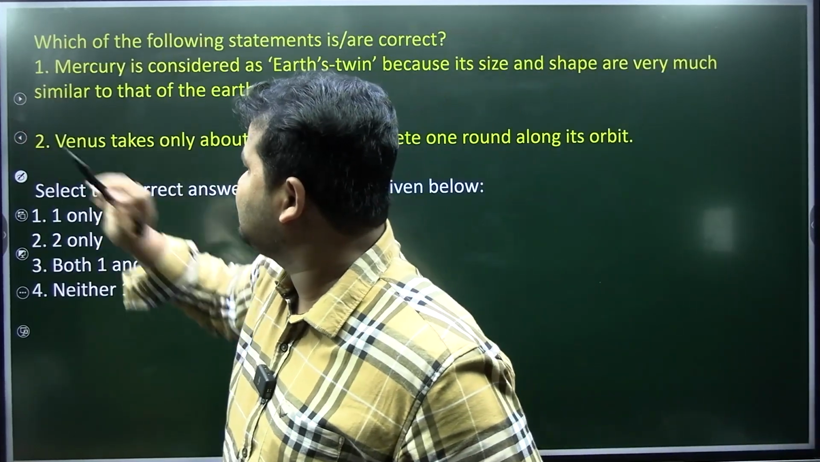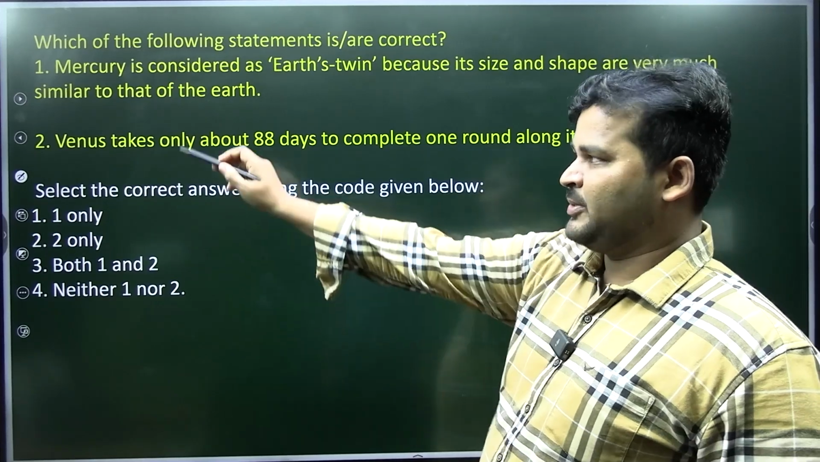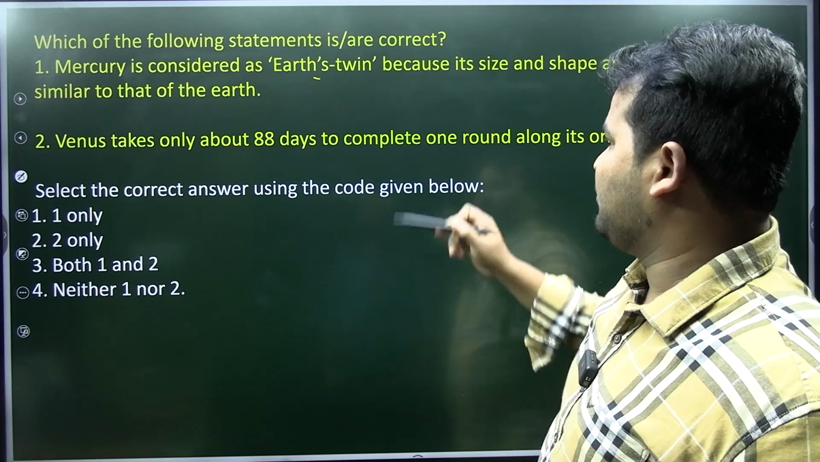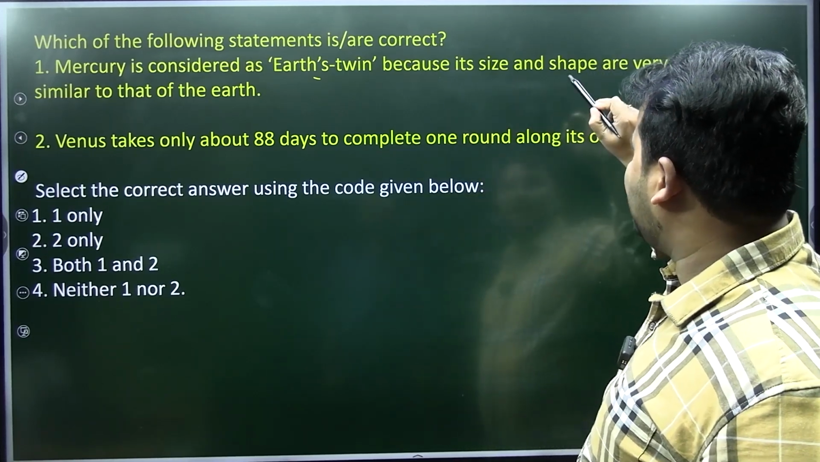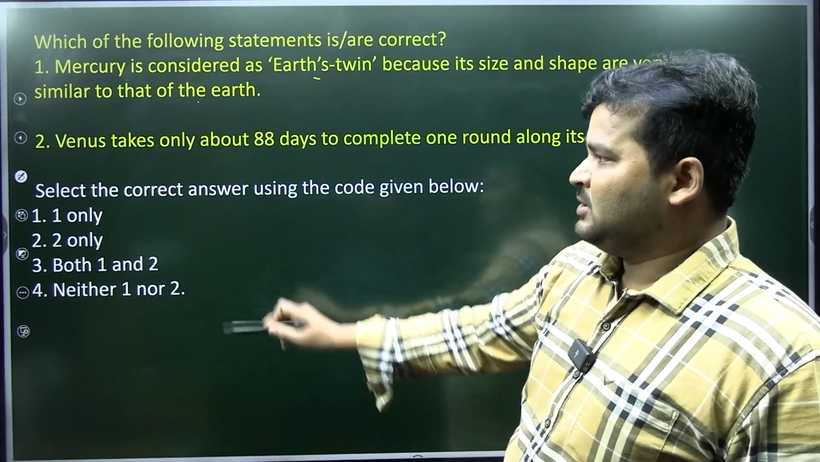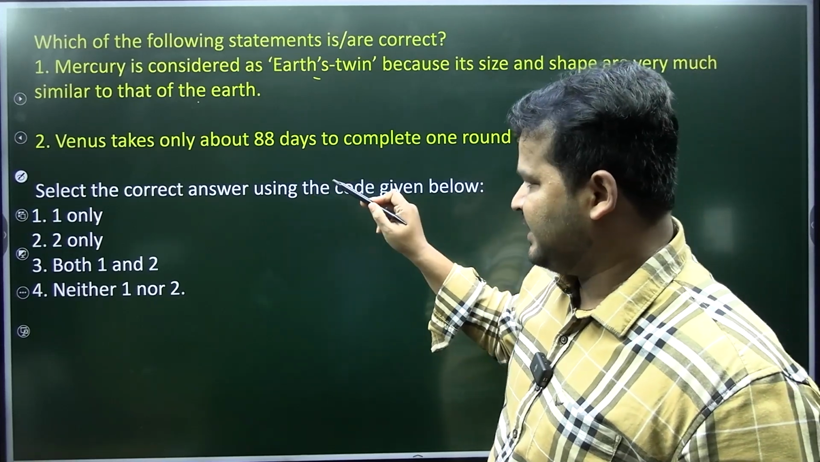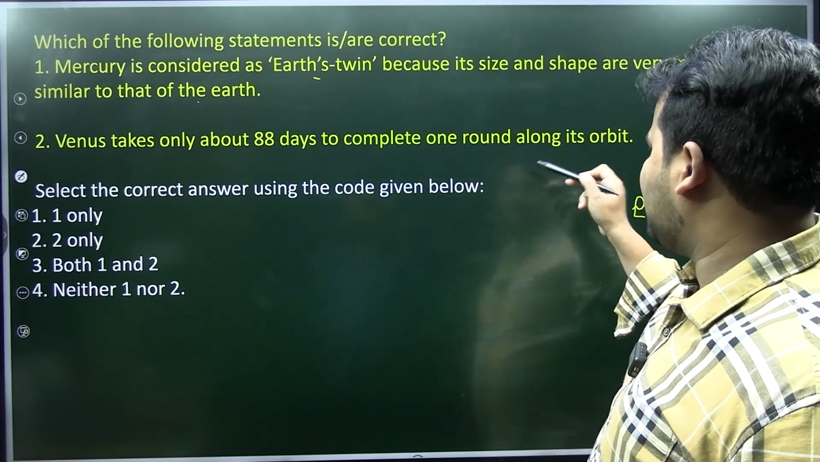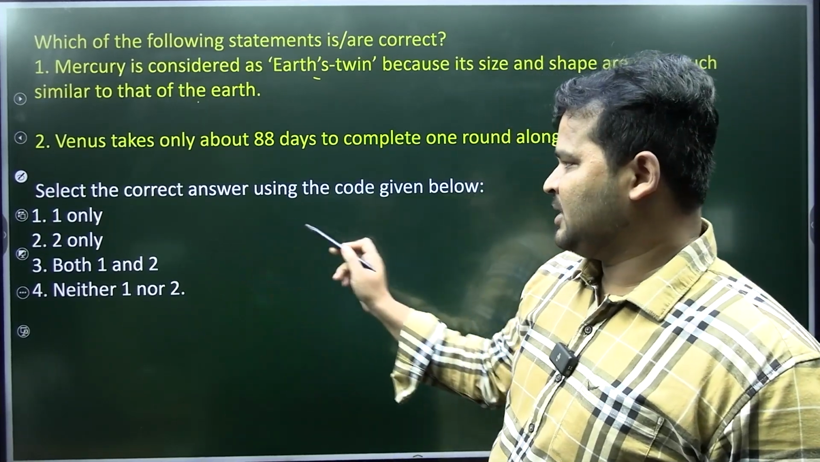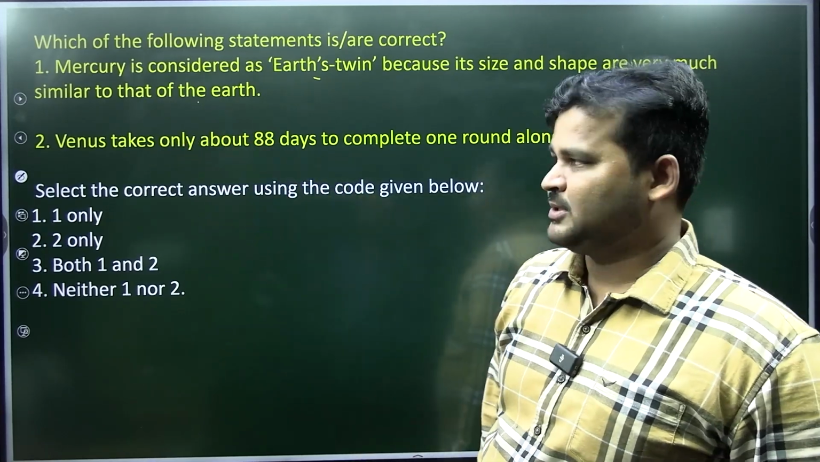Next question. Which of the following statements is correct? Statement 1. Mercury is considered as Earth's twin because its size and shape are very much similar to that of Earth. Second statement. Venus takes only about 88 days to complete one round along its orbit. Is it true or false? Here they are asking for the correct answer.